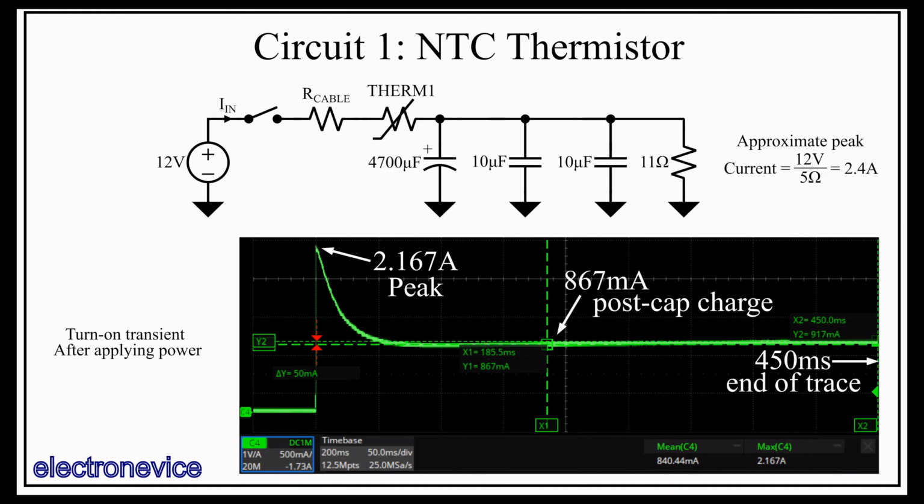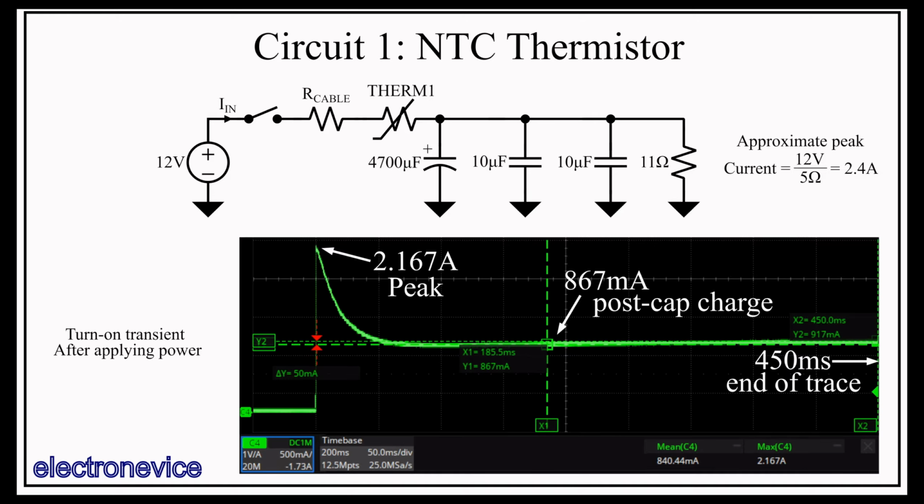First, we see the turn-on transient here, which peaks up at 2.167 amps, which is a little less than the predicted worst-case maximum of 2.4 amps. This is likely due to cable resistance bringing it down a bit. So, keeping the peak to a relatively low value was successful. It didn't blast up to 10 amps or brown out my power supply, and that peak comes down in about 50 milliseconds with a post-capacitance charge current of about 867 milliamps.